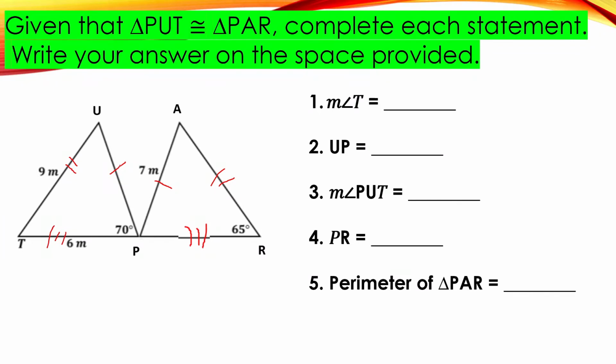Identify natin. So ibig sabihin, yung mga pares ang symbol, magkakapares ang measurement. Ito ay 7. Ayan, 7 ito. Kung yung dalawa ay 9 meters, therefore this is 9. And this is 6 meters, therefore this is also 6 meters. Okay, so ayan.